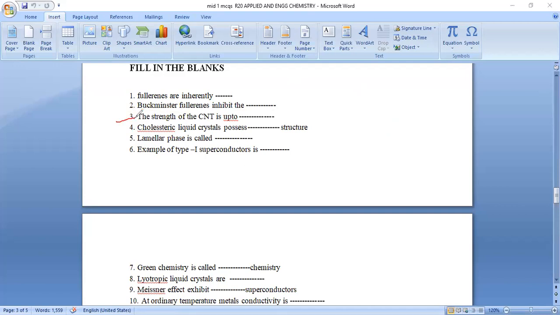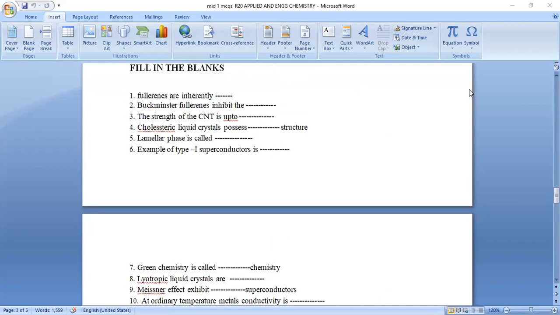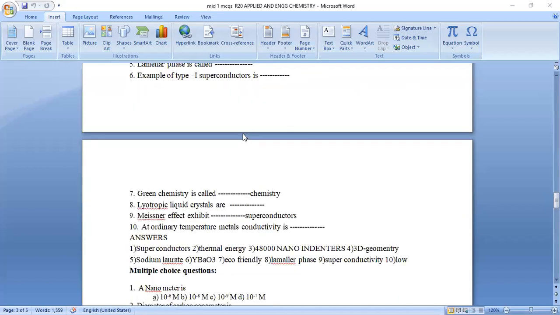Question number 3. The strength of CNTs is identified based on tensile strength units. Remember this point. Carbon nanotube strength is identified using the unit known as the nano indenter. Carbon nanotubes have high mechanical strength and high tensile strength. The tensile strength of carbon nanomaterials is about 48,000 nano indenters. Remember the point: 48,000 nano indenters.